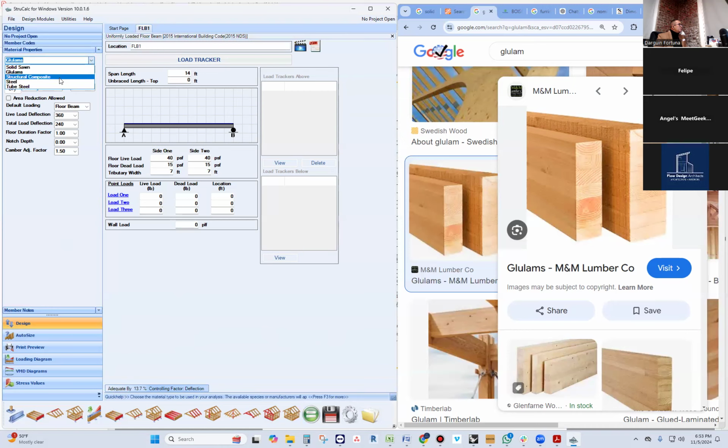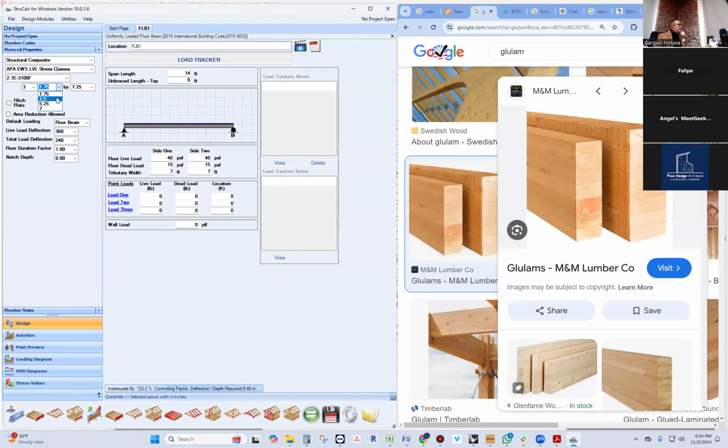If we were to go to structural composite and find a similar member that will be the 7.25, it's actually not even 8 inches, and find 4 of them at the highest stress class, they fail by 122%. Okay? Now, that was 4 of them. So we do 3, and we say 3.5 each, still fails by 48.1%.